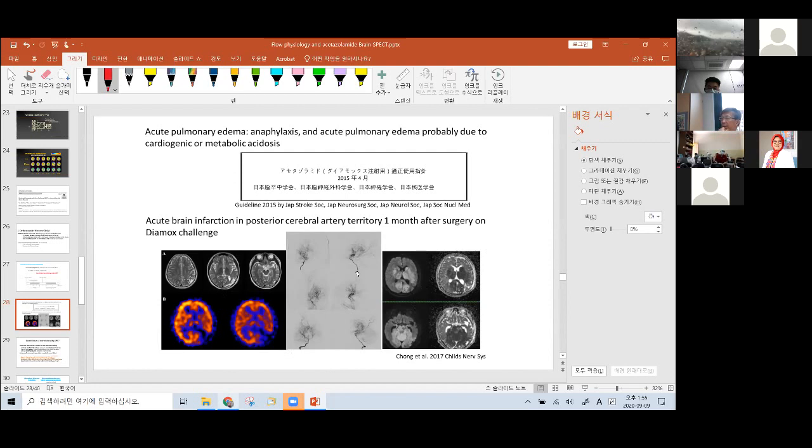Around that time, the Japanese experienced the same. Acute pulmonary edema was reported in almost 10 cases over the entire period, and they hurried to publish a guideline in 2015, through the joint effort of several societies: the Japanese Stroke Society, Neurosurgery Society, Neurology Society, and also nuclear medicine. This shows how seriously our Japanese colleagues felt about these incidents.